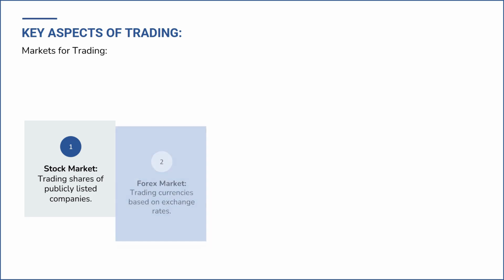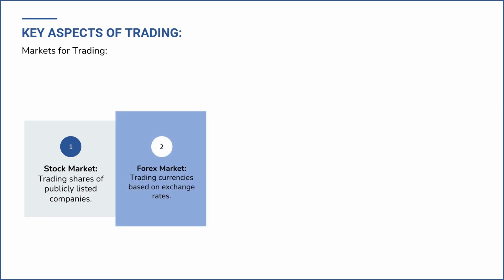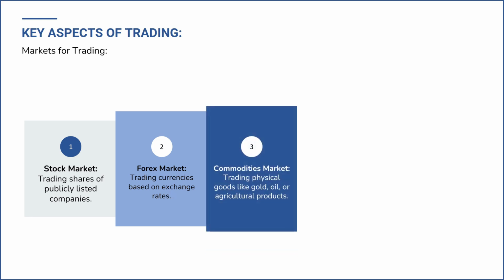We also have the forex market. The forex market is where we trade currencies based on exchange rates, right? So the forex market is like currency pairs going against one another. Like it could be the USD going against the British pound or the British pound going against the Japanese yen, and you just name the rest of them. So that's forex. And we have the commodities market, trading physical goods like gold or agricultural products, right?